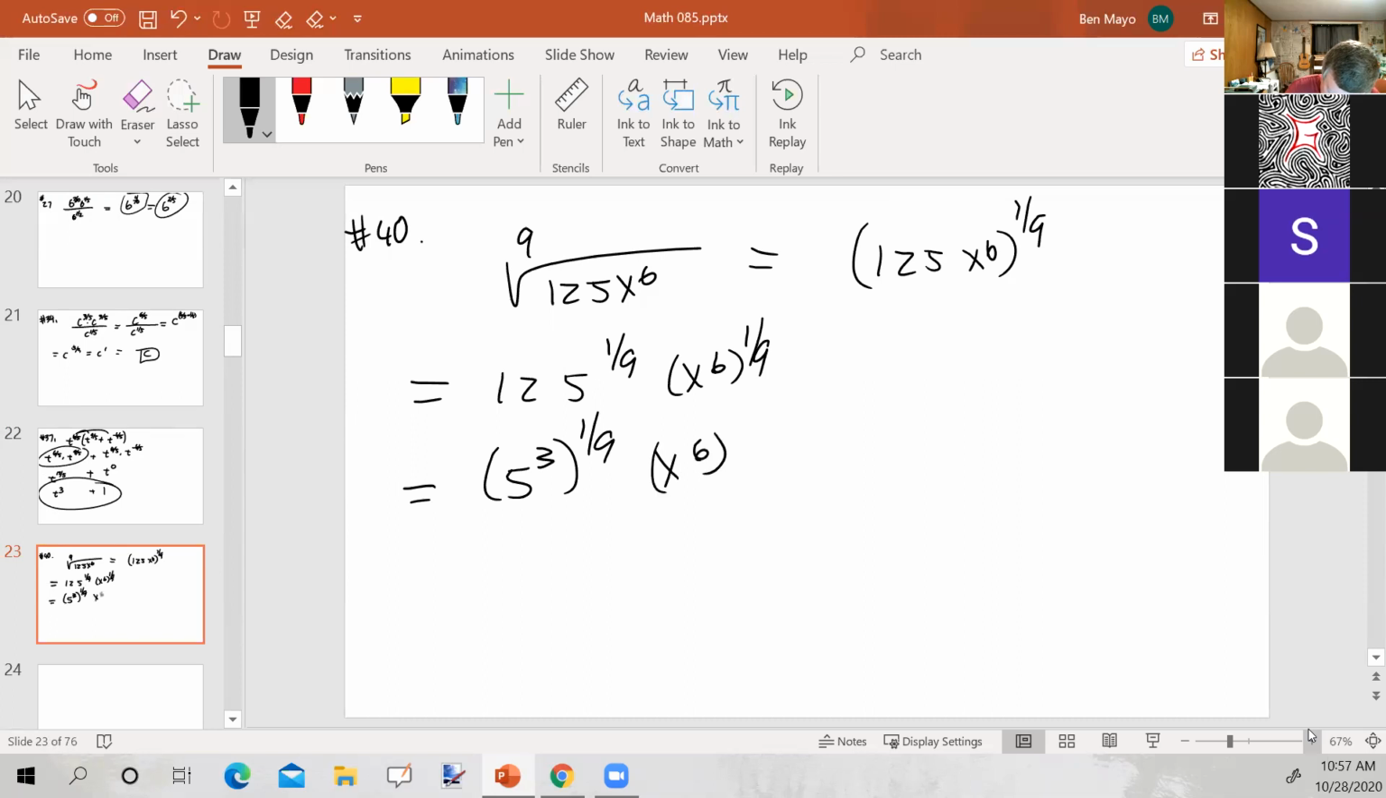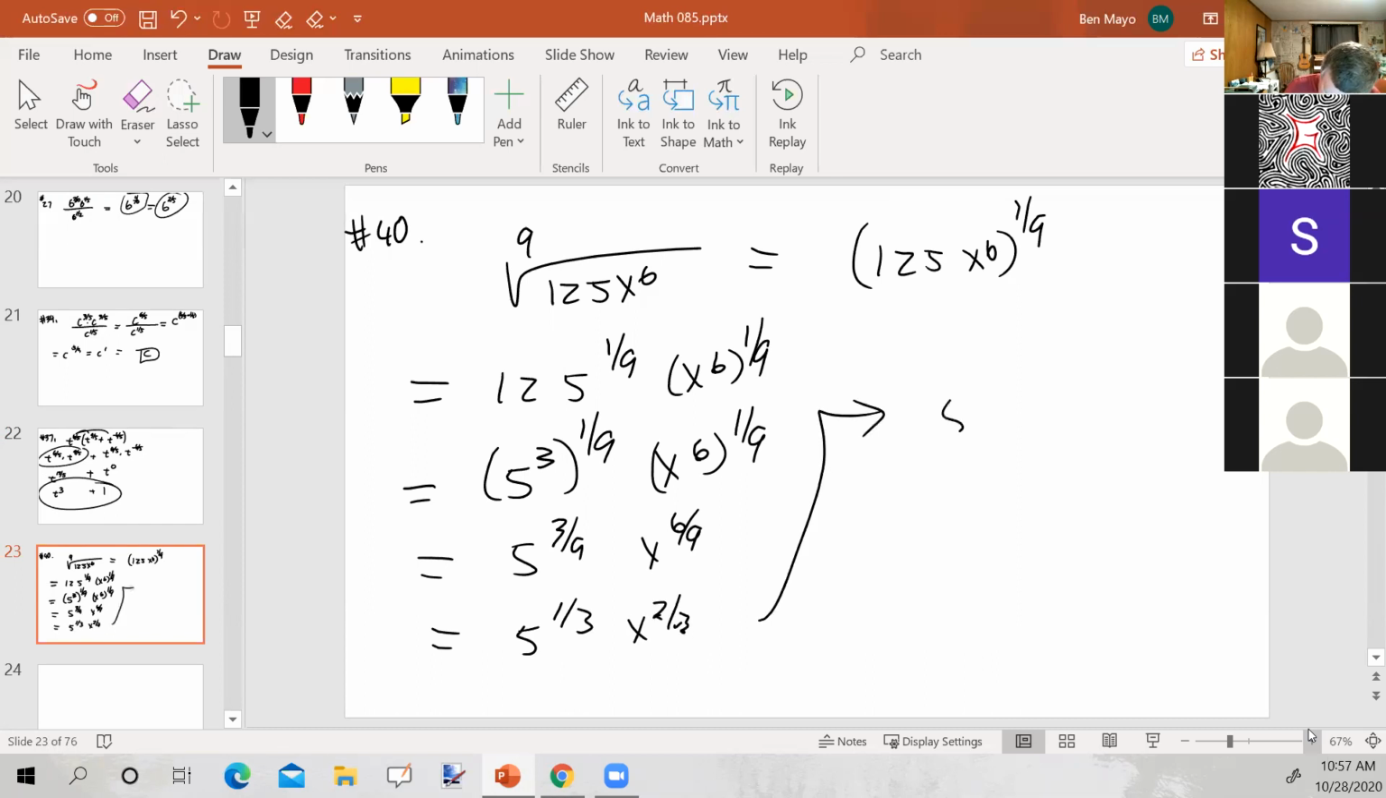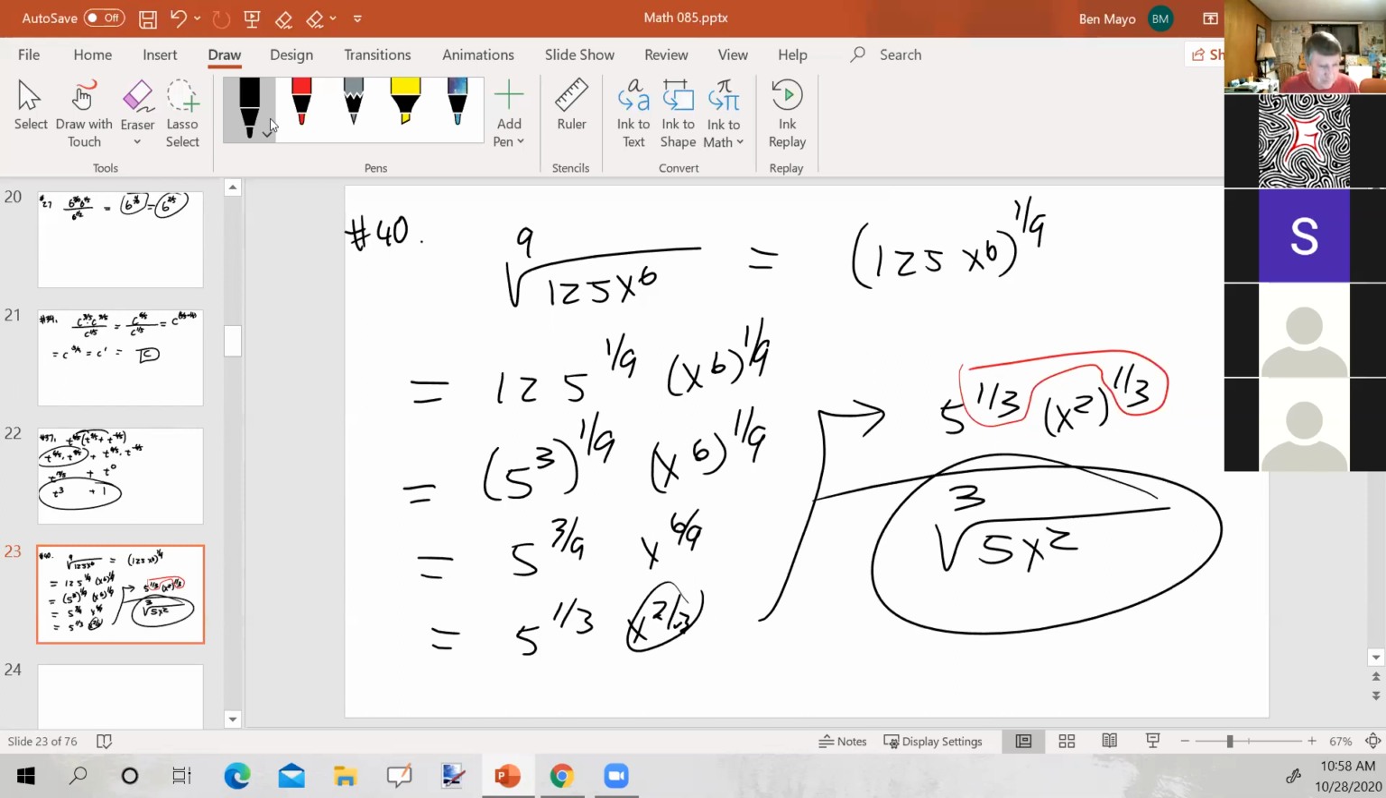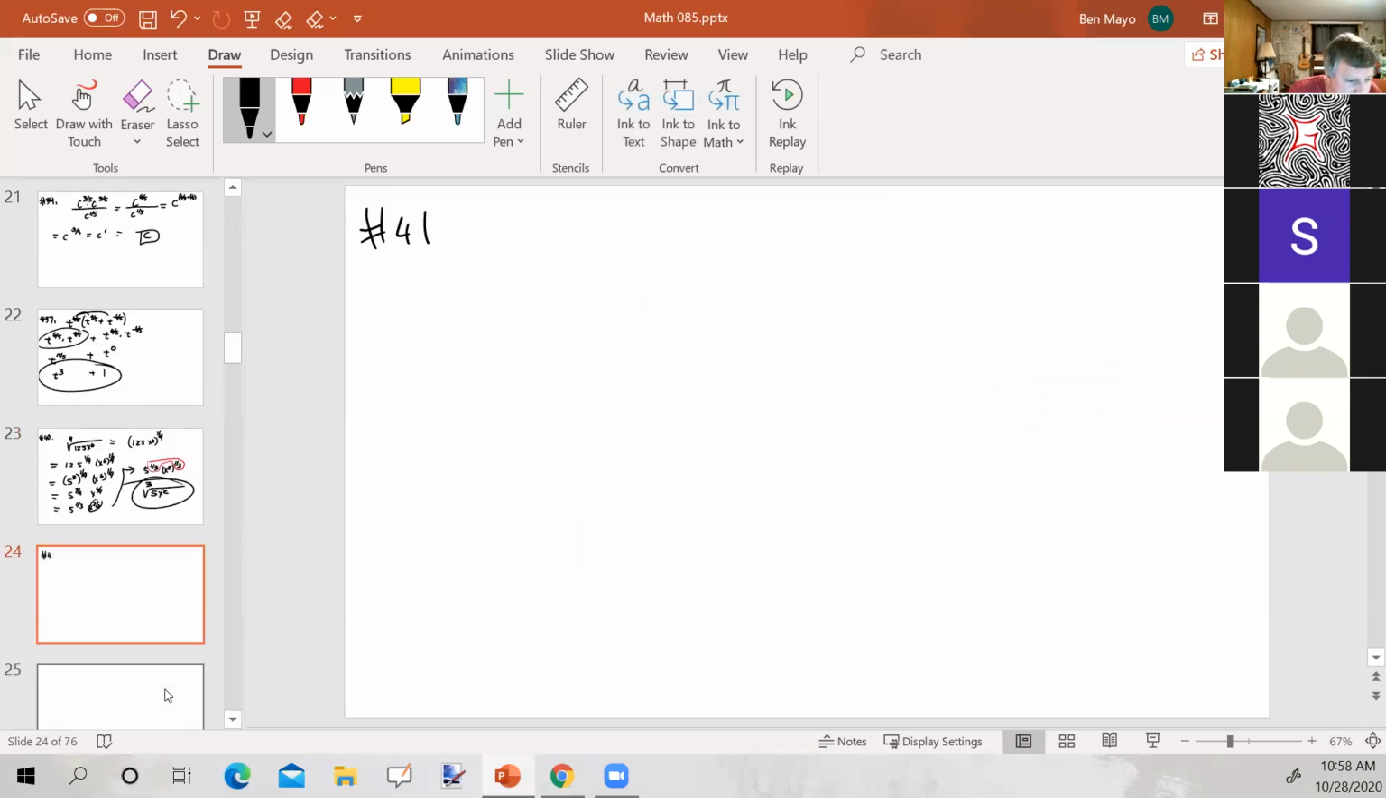Okay. So then I get 5 to the 3/9 x to the 6/9, which is 5 to the 1/3 x to the 2/3. And I could write that as 5 to the 1/3 x squared to the 1/3. And why did I put it together and pull it back apart? Because I wanted to have this common fraction exponent so that I could use that as my index. Okay. One more, and then we're going on.